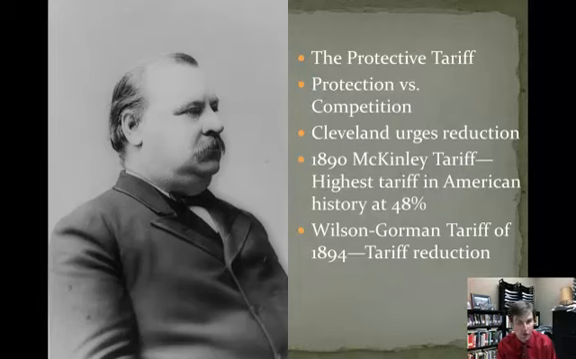In fact, Cleveland would urge the reduction of a tariff, particularly in his second term, because when he's out of office, when Benjamin Harrison is president, the Congress will pass something known as the McKinley tariff, which was the highest tariff in American history at 48%. So all imported goods were being taxed at 48%. When Cleveland goes back into the executive mansion in 1893, the next year the Congress will pass something called the Wilson-Gorman tariff, which reduced the tariff down. So his idea on reduction would hold sway while he was president. But this is a back and forth. When the Republicans are in office, usually you're going to see higher tariffs. When the Democrats are in office at this time, usually lower tariffs. It's kind of flipped in that way today.